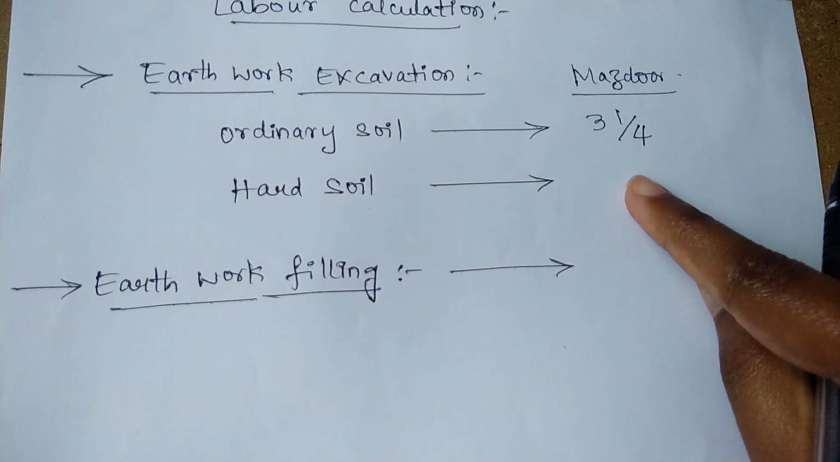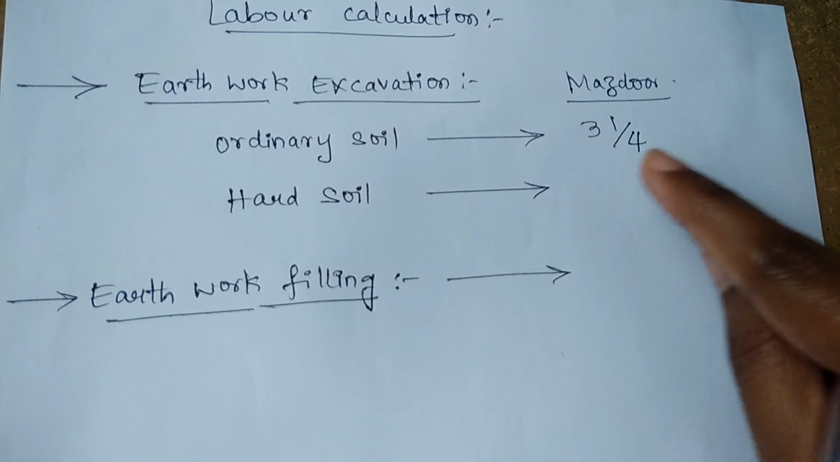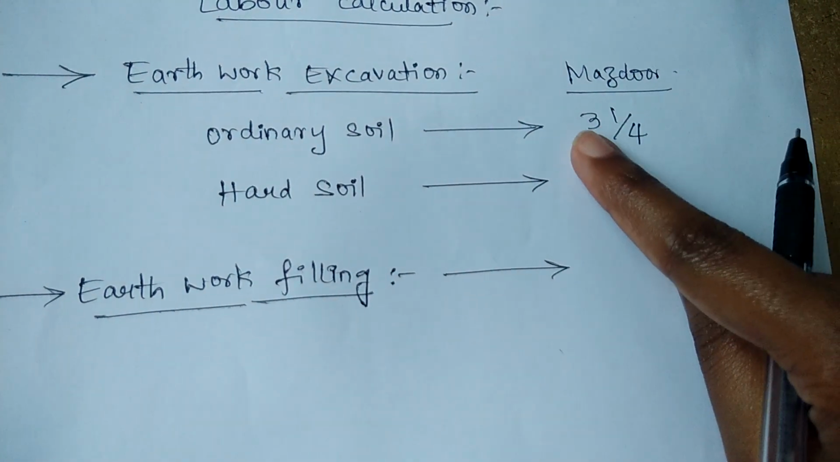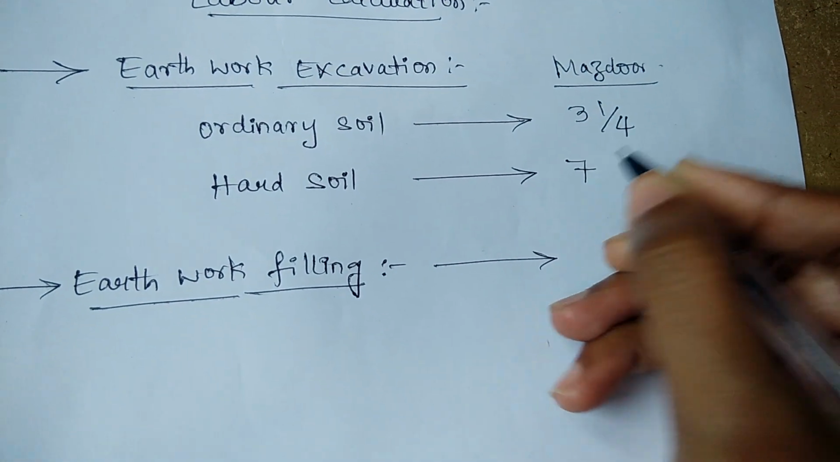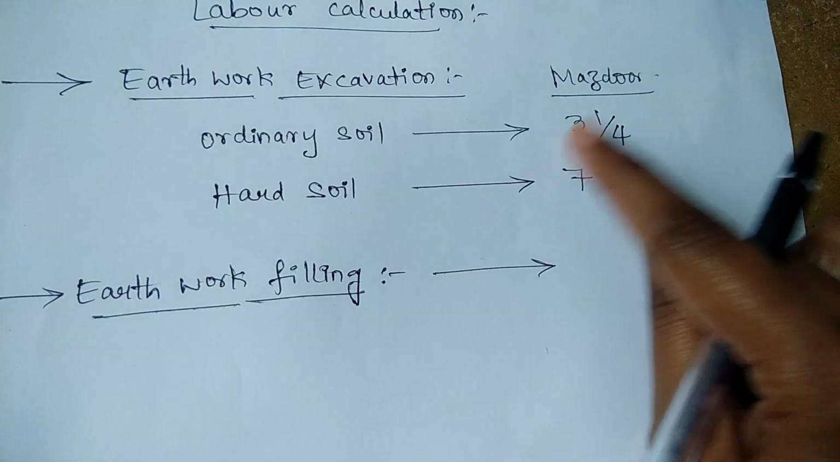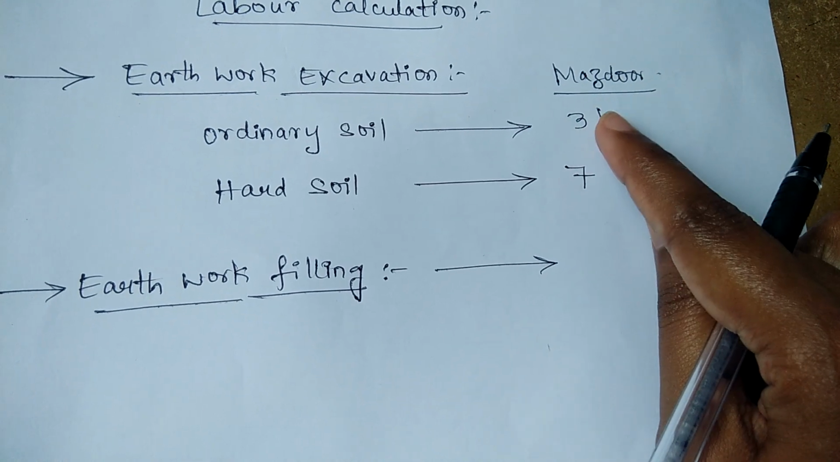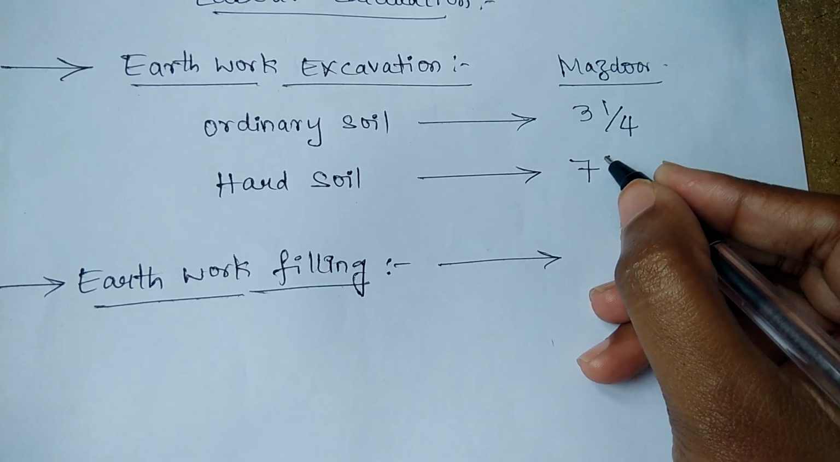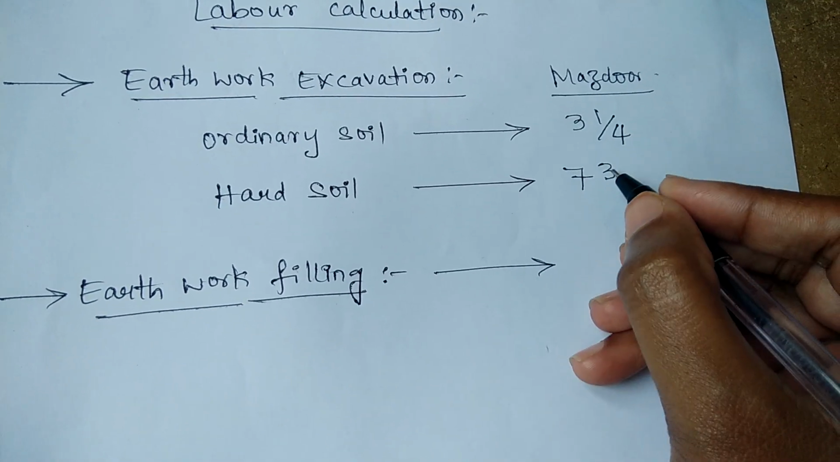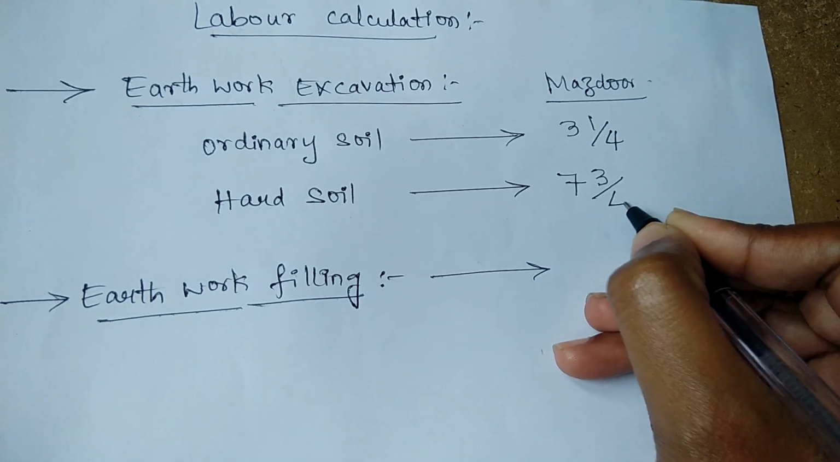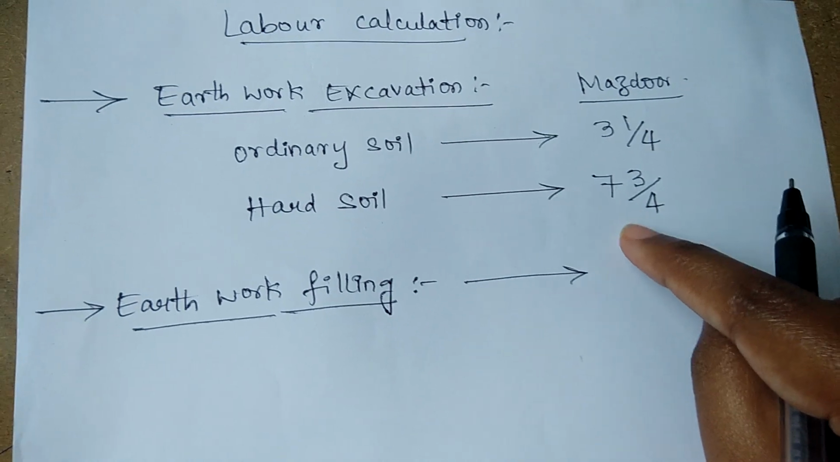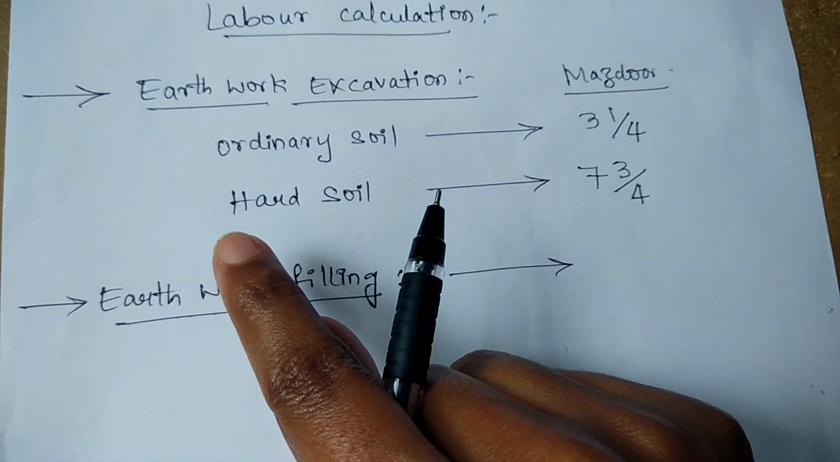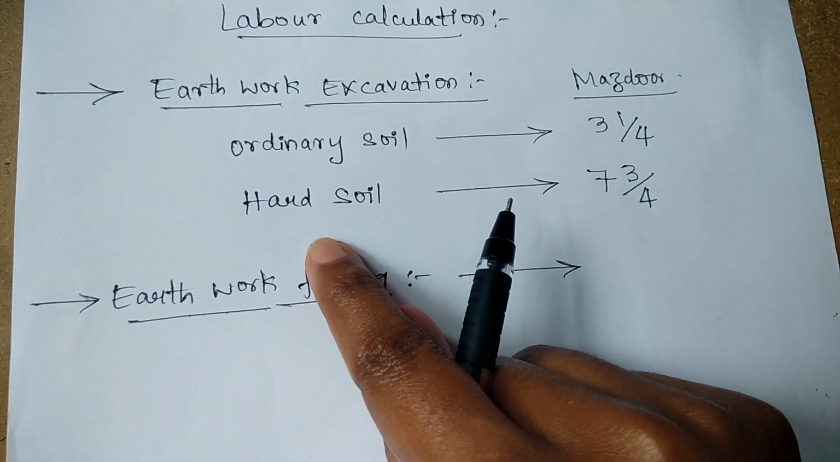Now let us see how can we find the earthwork excavation labor quantity for hard soil with the help of 3/1/4. Here we had to add 4 with 3. You will be getting a number as 7. Then let us multiply 3 with 1. 3 into 1 gives you a number which is equal to 3, and then keep this denominator as it is, that divided by 4. So this gives you the quantity of the Mazdoor for a earthwork excavation in hard soil.